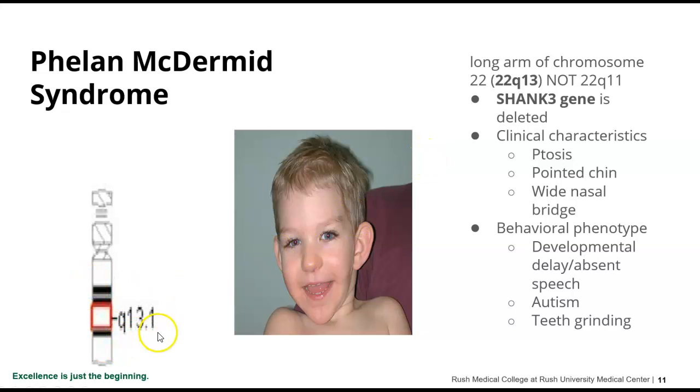It was technically the control for this, but it's the SHANK3 that's deleted, and clinical characteristics include ptosis, or the eyes not opening all the way, a pointed chin, wide nasal bridge. Behavioral issues include developmental delay, absent speech, autism, and teeth grinding.